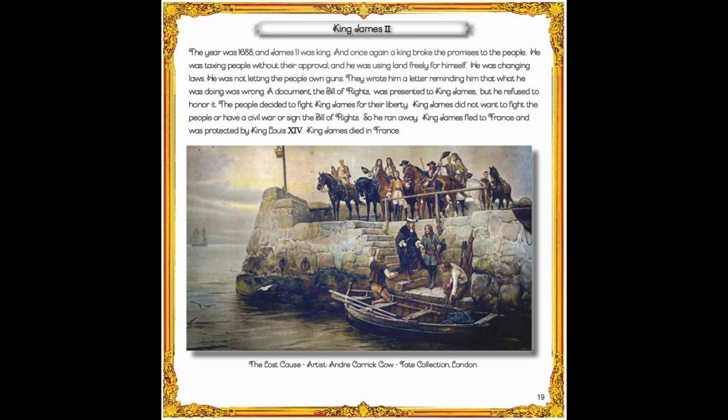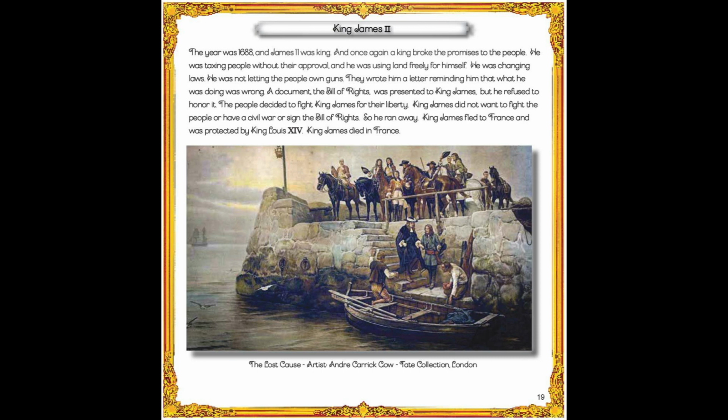The year was 1688, and James II was king. And once again, a king broke the promises to the people. He was taxing people without their approval, and he was using land freely for himself. He was changing laws. He was not letting the people own guns. They wrote him a letter reminding him that what he was doing was wrong.